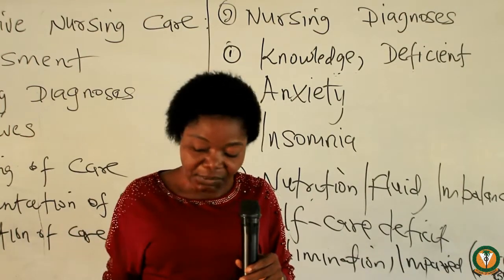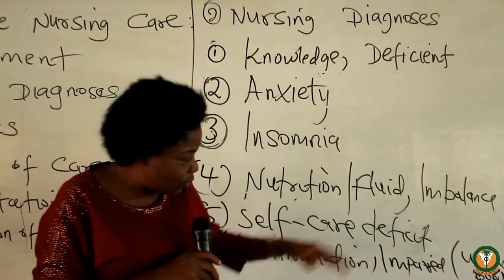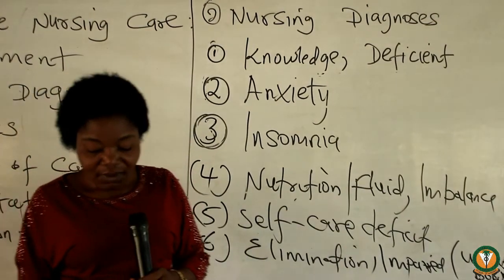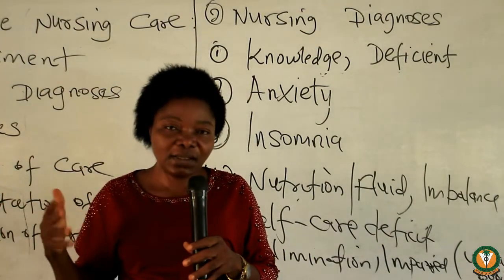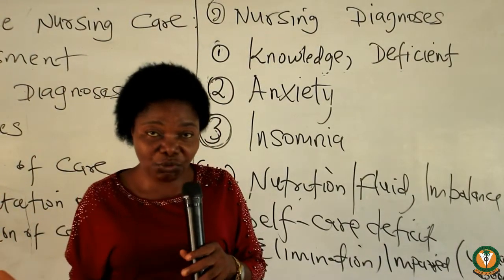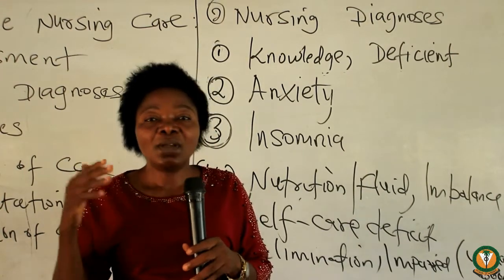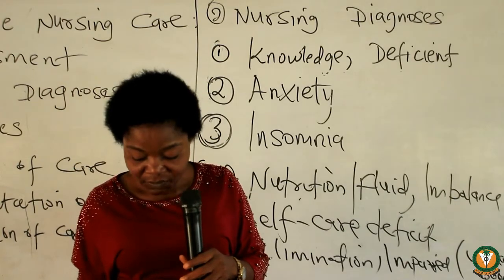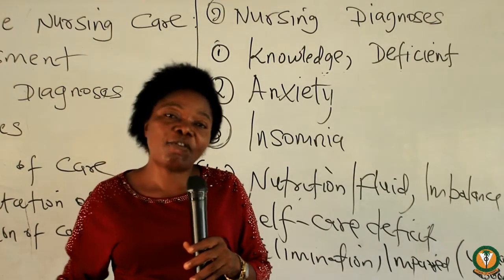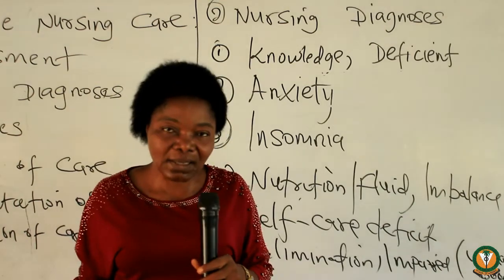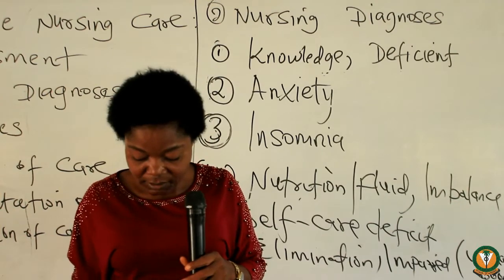So give prescribed medication for insomnia. Next, nutrition or fluid imbalance. In this area we are making sure that patients get fluid and adequate nutrition, because if the patient does not get adequate fluid and nutrition, wound healing might be delayed. So we ensure that we are serving adequate diets and the patient is taking enough water, 1.5 to 3 liters a day, if an adult, if the condition is not contraindicated.